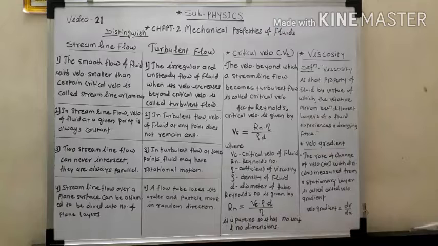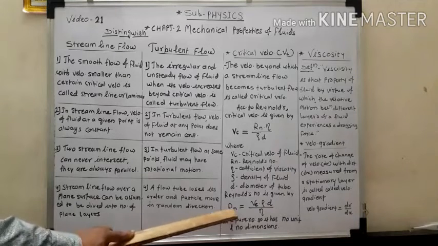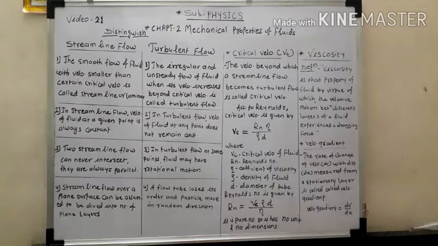Experimentally it is found that if the Reynolds number Rn is less than 1000, then the flow of fluid is streamline. If the Reynolds number is greater than 2000, then the flow of fluid is turbulent. And if the Reynolds number lies between 1000 and 2000, then the flow becomes unsteady, that means it changes from streamline flow to turbulent flow. This is nothing but the Reynolds number.